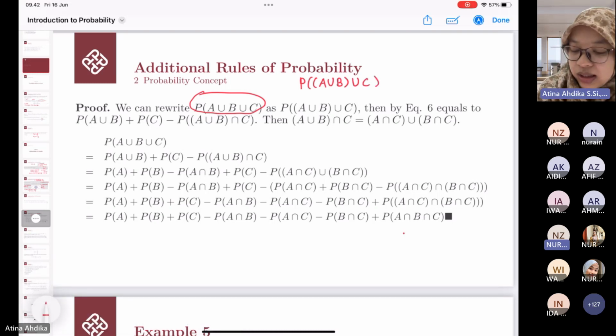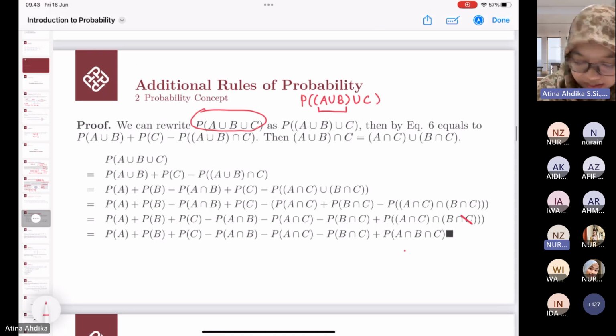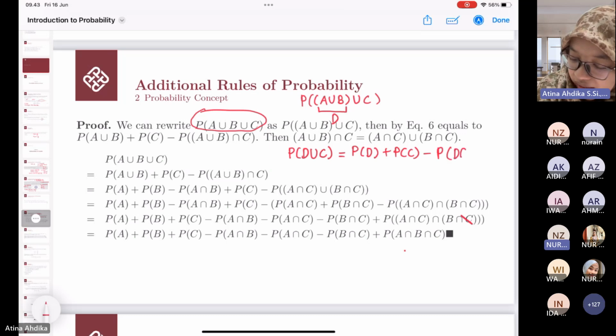Okay, so just assume that the first variable here, we can rewrite it as the other event, call it D. So we have here the probability of the union between D and C. We will use equation 6 from before. So this is the summation of the probability of D and the probability of C, minus the intersection between D and C.